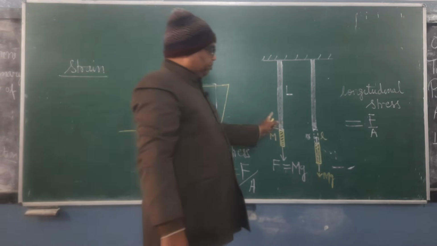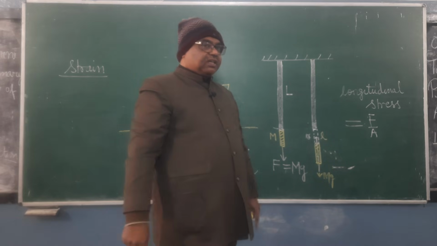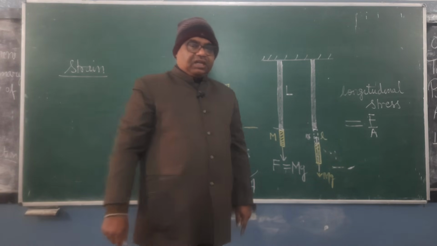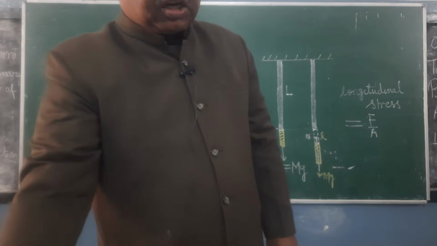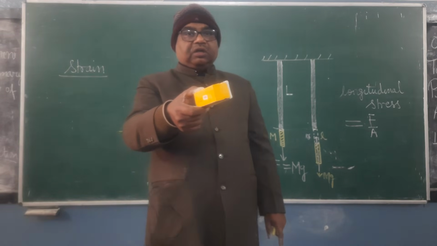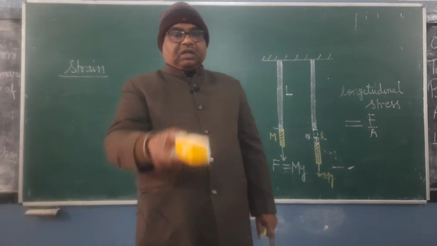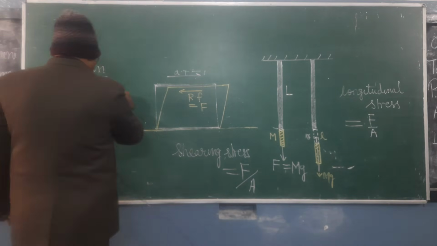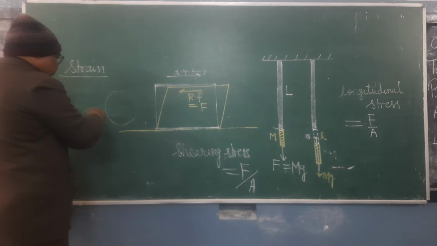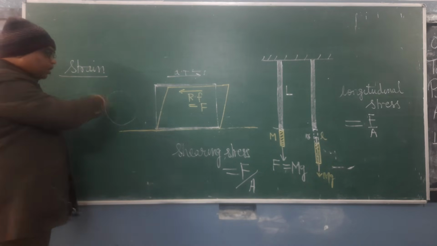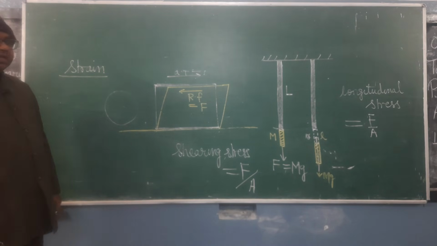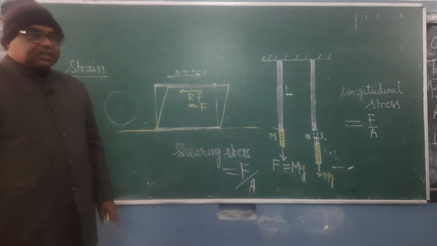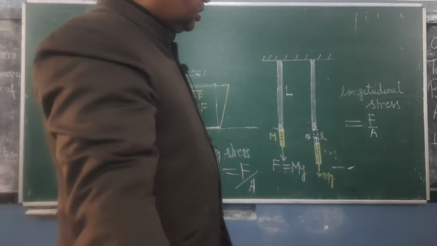Here the dimension will be characterized by the length. Here the dimension will be characterized by its volume, in the case of a spherical body. Here there is another type of strain, because this strain is developed due to the change in shape.